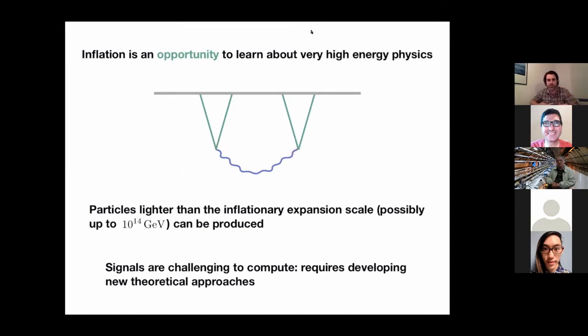One thing I want to emphasize is that the precise signals associated with the production and decay of heavy particles during inflation are somewhat challenging to compute. And so this requires developing new theoretical approaches. That's one of the motivating reasons for the type of work that I'm going to tell you about today. Although I won't emphasize too much this inflation as a particle collider point of view, I want to point out that it's an underlying motivation behind what I'm telling you about.